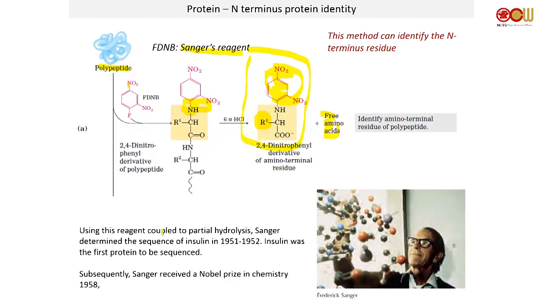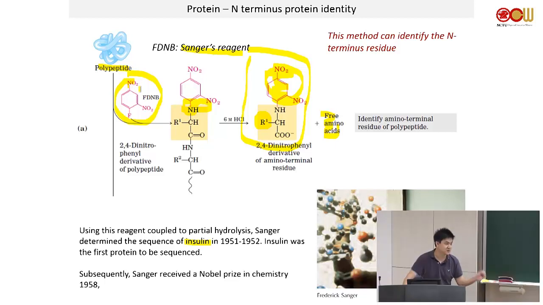And then using this reagent coupled to partial hydrolysis, Sanger, the same guy that did the Sanger sequencing, determined the sequence of insulin, about 60-something years ago. And it turns out insulin was the first protein to be sequenced, and he actually won the Nobel Prize for this process. So the question is, how do you get this particular molecule onto your polypeptide? This molecule reacts with an amine group, and you have a free amine on your N-terminus of your polypeptide. So you add them together, react, and it's very specific.